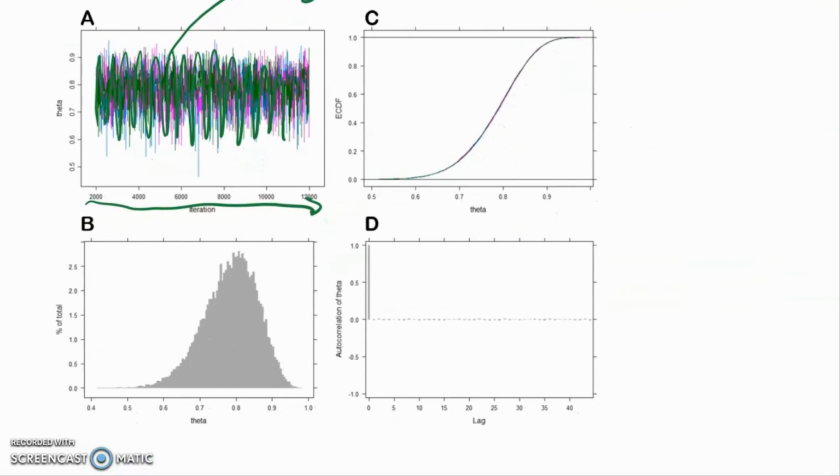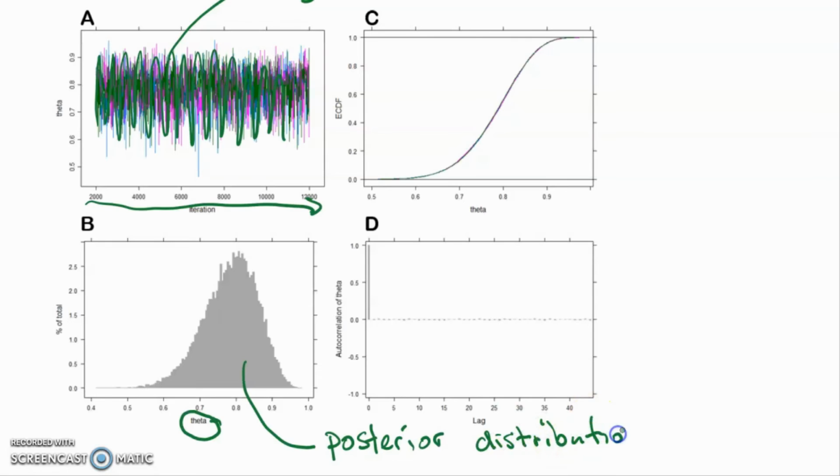Here we've got really what we want. So this is theta. And this is, ta-da, the posterior distribution of theta. So this is what we're all about. This is our goal really, is to get this sort of thing. This is the posterior distribution of theta. If you look at the posterior distribution of theta, you can see that it's got a mode around 0.8.